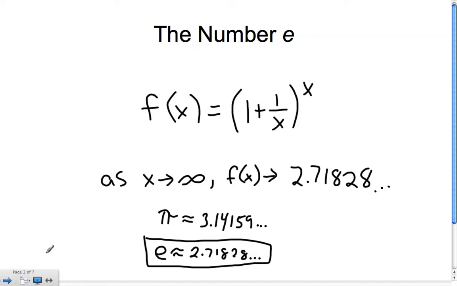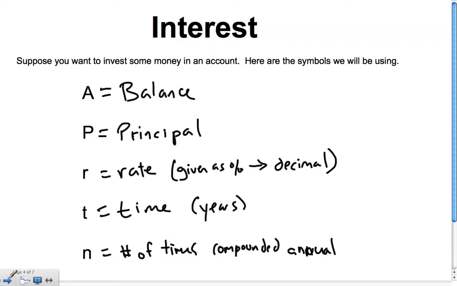Okay, so now where does e pop up? Let's talk about applications. You ready? Interest. So before we get into the equations for interest, I just wanted to lay some ground rules about what these letters will stand for, because you're going to see some equations. A in an equation represents the balance of an account, meaning after a certain amount of time, how much is in there. P stands for the principal.